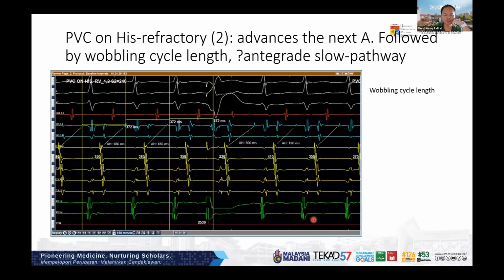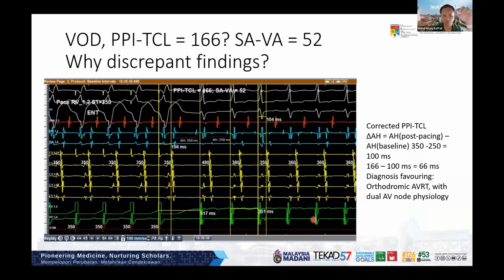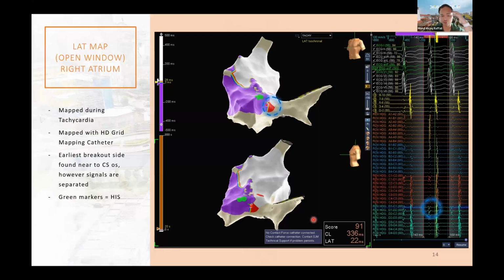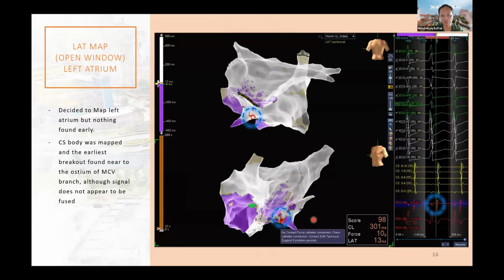Have you encountered any pathway where you cannot really get the fusion and you just ablate at the earliest atrial activation? Like in this case, we couldn't really find the fusion. Probably it's epicardial. That's why we cannot really find the fusion. But after ablation, it actually terminated the SVT.